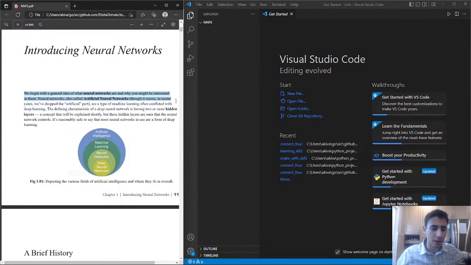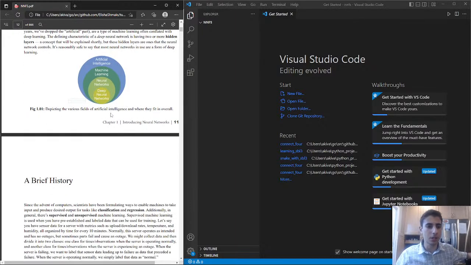Okay, we begin with a general idea of what neural networks are and why you might be interested in them. Neural networks, also called artificial neural networks, though that is probably redundant actually now that I think about it, are a type of machine learning often conflated with deep learning. So they're not the same. A neural network is not the same as deep learning. The defining characteristic of a deep neural network is having 2 or more hidden layers, a concept that will be explained shortly, so that's going to be later on. It's reasonably safe to say that most neural networks in use are a form of deep learning.